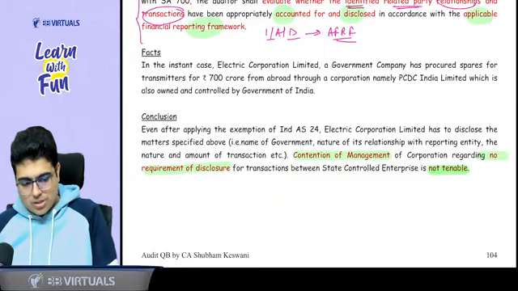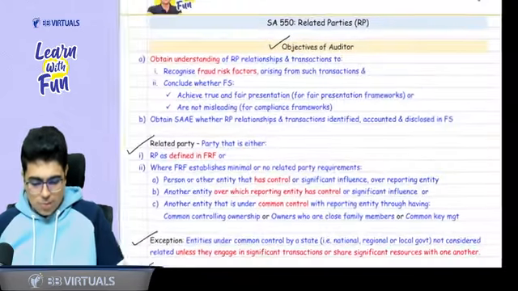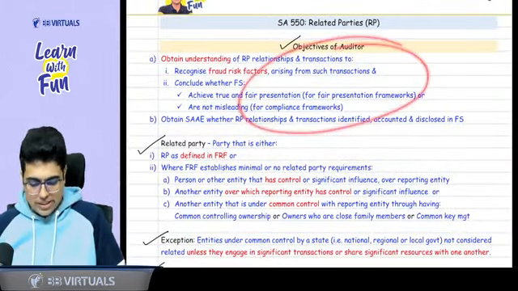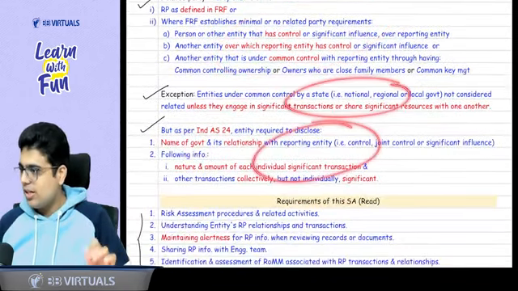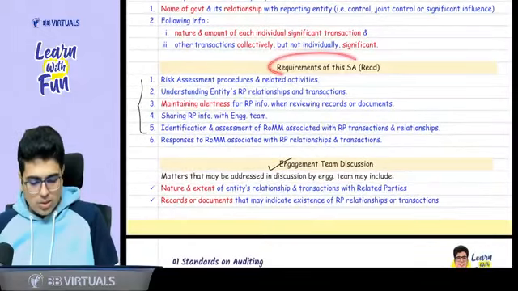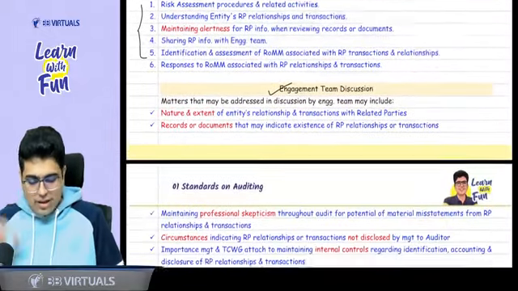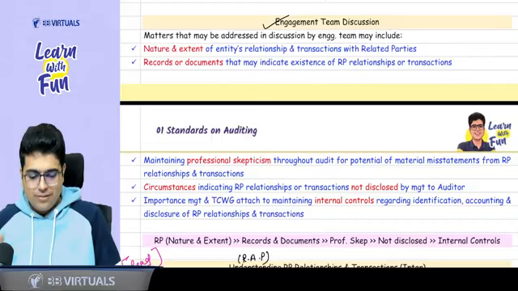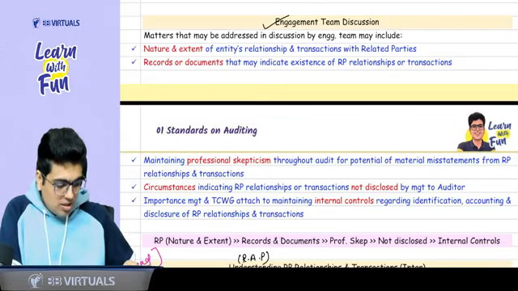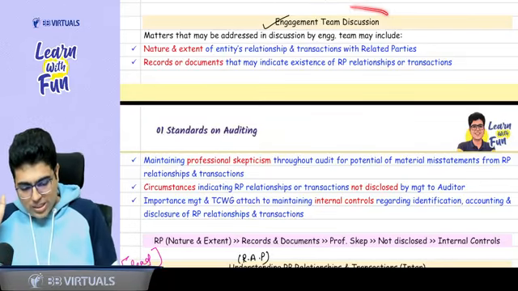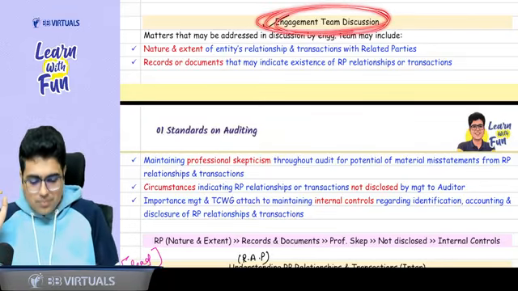Now again, coming back to the concepts, talking about the book, we have covered the objective, we have covered the definition, we have covered the exception and Ind AS 24 disclosure. Now talking about the requirements of this standard, you can just give it a read. The first important topic of today's revision is engagement team discussion.